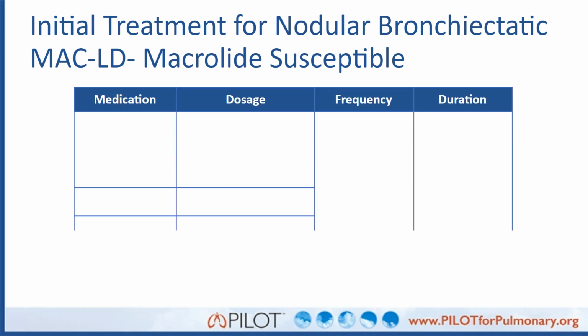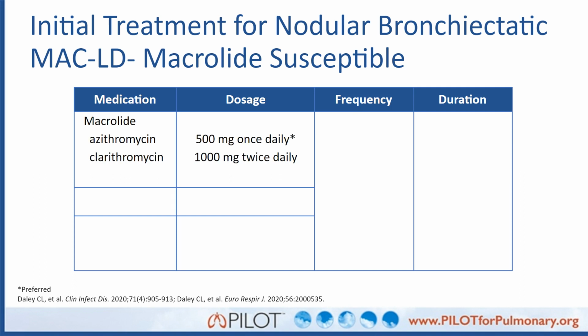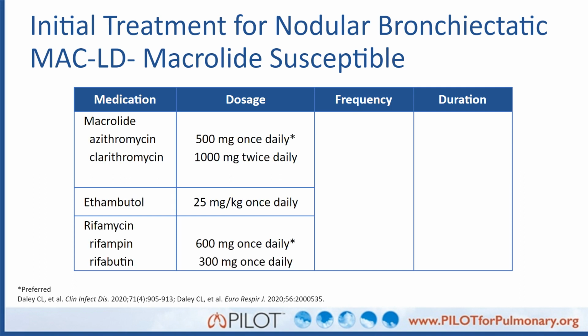So for nodular bronchiectatic MAC lung disease, it's recommended that patients, if we do decide to treat with antibiotics, be started on a macrolide, ethambutol, and erythromycin. If they have mild to moderate disease, we tend to give these antibiotics 3 times a week. And the outcomes with this regimen have been shown to be just as effective as daily antibiotics with less side effects.